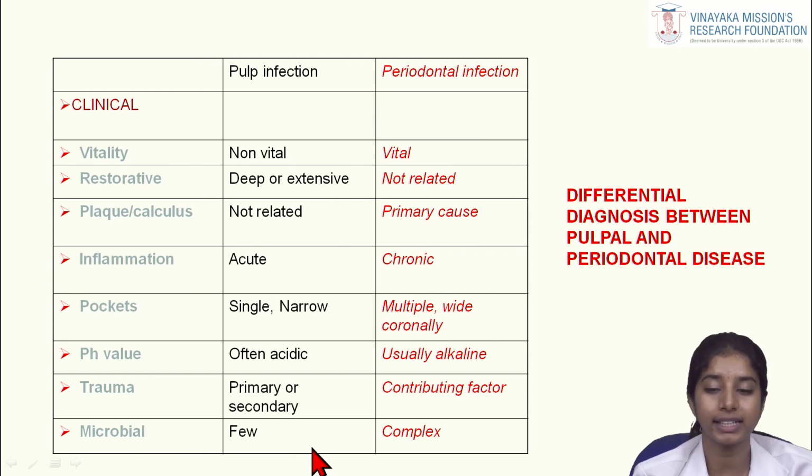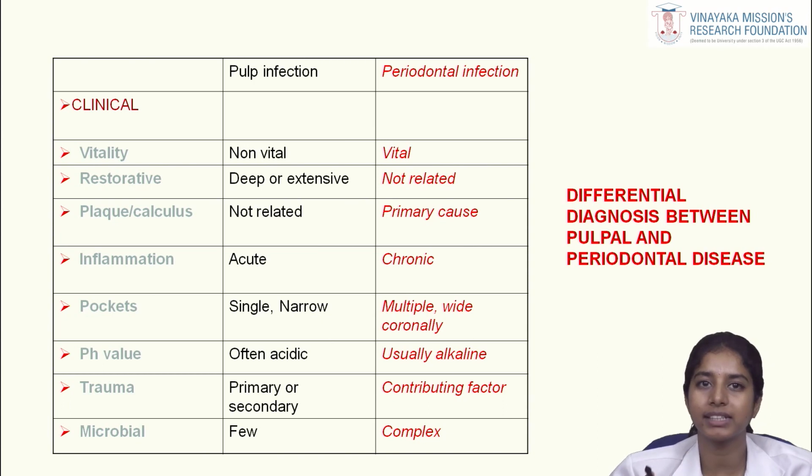But in contrast, in case of a periodontal infection, the teeth will be vital in nature and the restoration is not related. The plaque and calculus are mostly the primary cause of periodontal diseases, and the inflammation will be chronic, whereas it is acute in a pulpal disease. The pockets are multiple and wider coronally, the pH is alkaline, trauma will be a contributing factor, and there is a complex microbial presence in the disease.